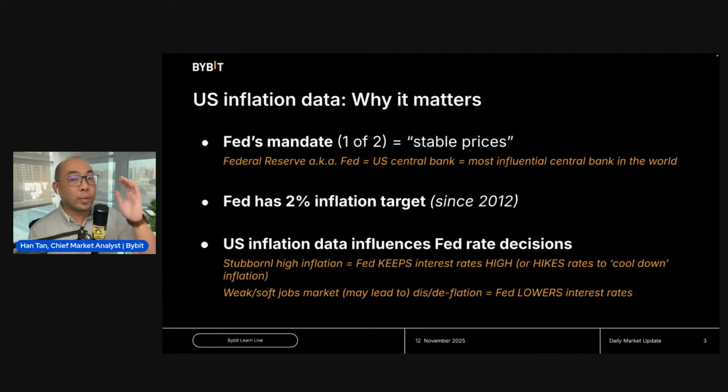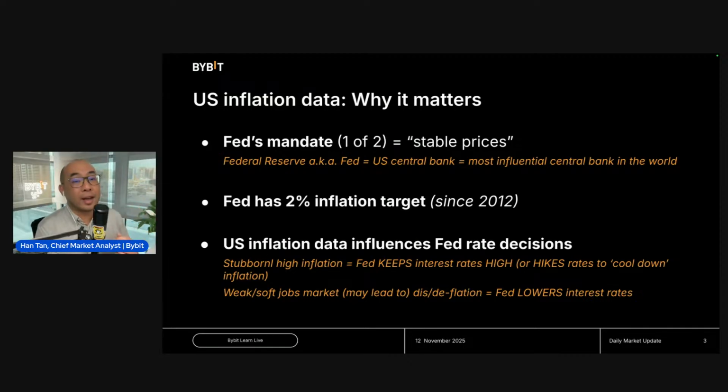Now, to be clear, the Fed's preferred way of measuring inflation is actually called the PCE, which is personal consumption expenditure. But that one comes after the CPI, which is happening in about 30 minutes from now. CPI, Consumer Price Index. Now, this is the headline inflation. So from the CPI numbers, you can get a good read on what the PCE, the Fed's favorite way of measuring inflation, which comes out later, will be.